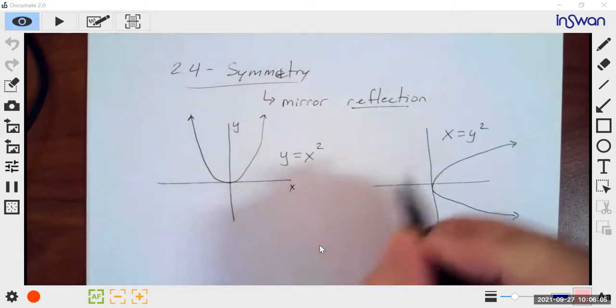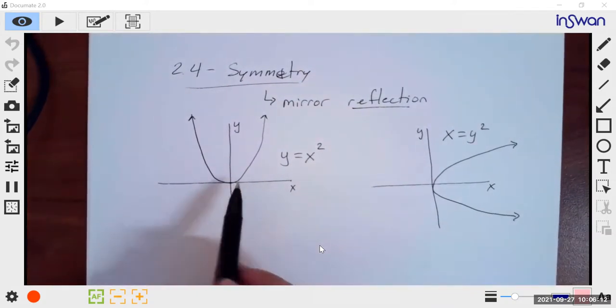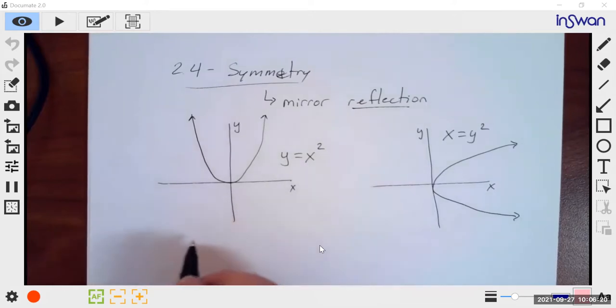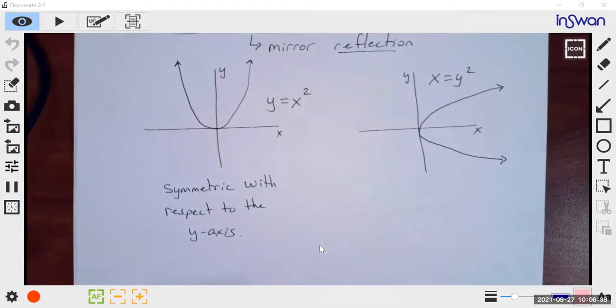Here's the y-axis, here's the x-axis. This one, because you look at the right-hand side, it's mirrored by the left-hand side. We say it's symmetric with respect to the y-axis. For shortcut, instead of writing with respect to, we just use WRT.